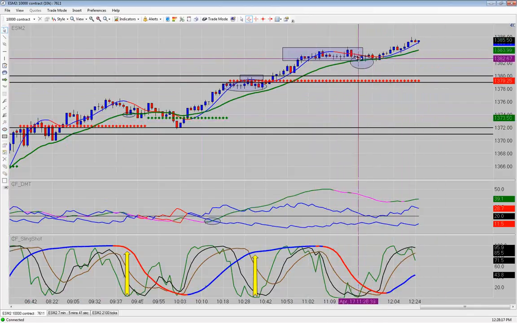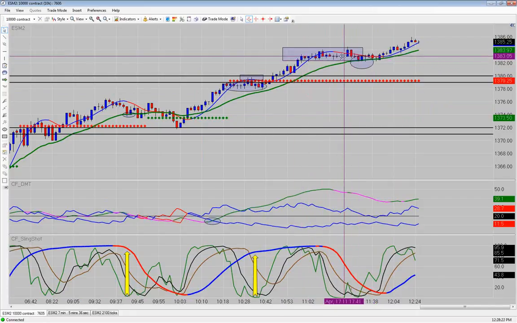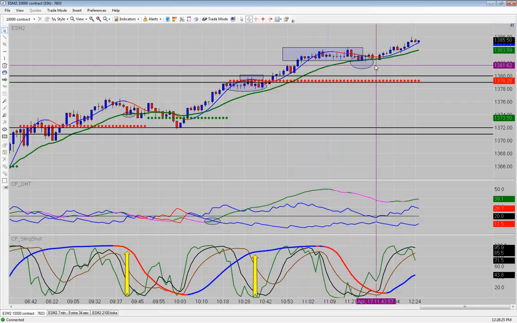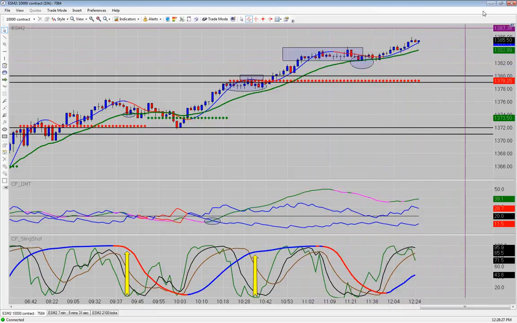We consolidated again in here for a while. It's quite a few bars right in here, probably about 120,000 contracts in that consolidation period right there, and it finally started to move up off of that. Okay.